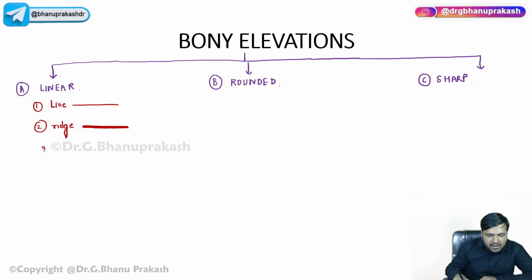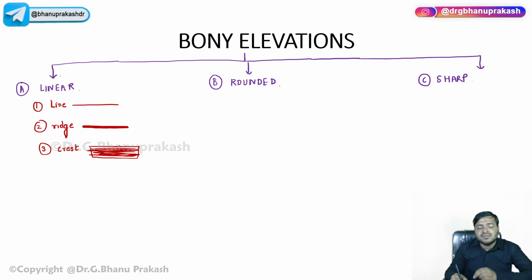And the third one, guys, is called the crest. In the crest, it becomes even more thick. So crest is a thickened ridge or thickened border. What do we call a ridge? The same line that becomes thick. What do we call a crest? The same ridge that becomes even thicker. So that is called the crest, right?